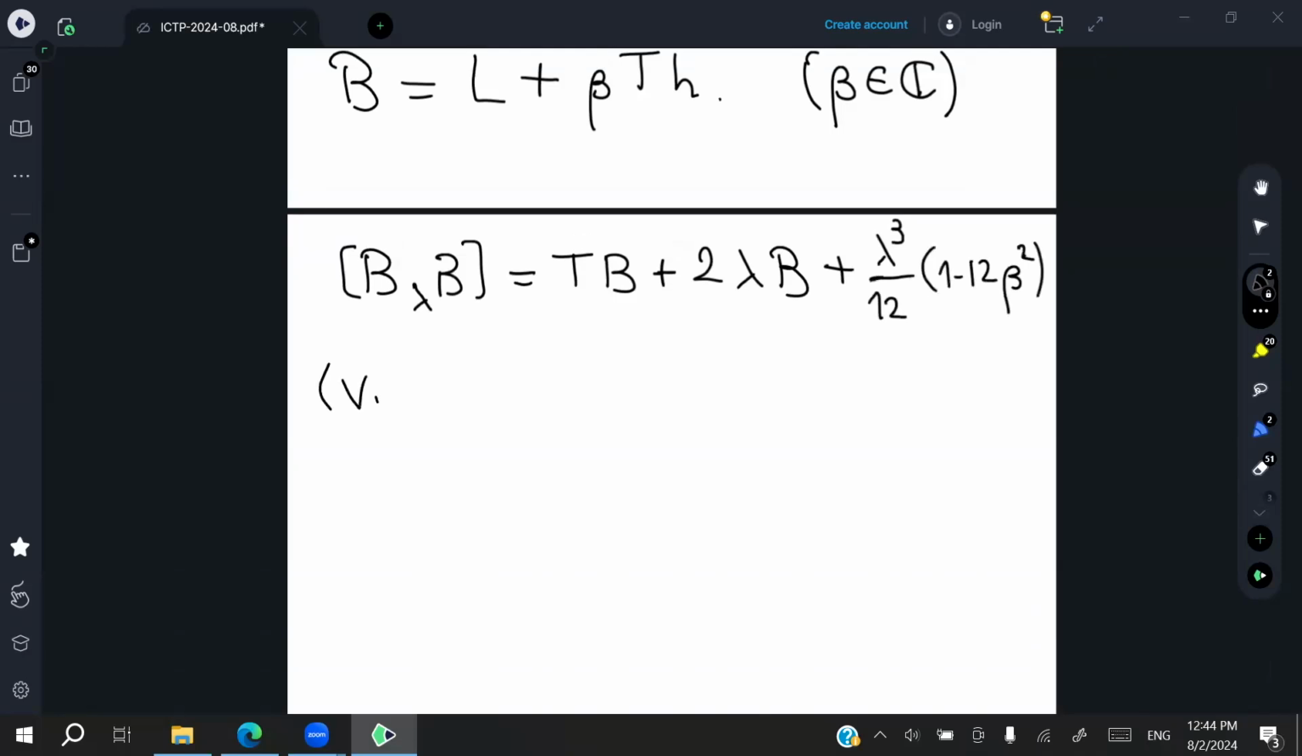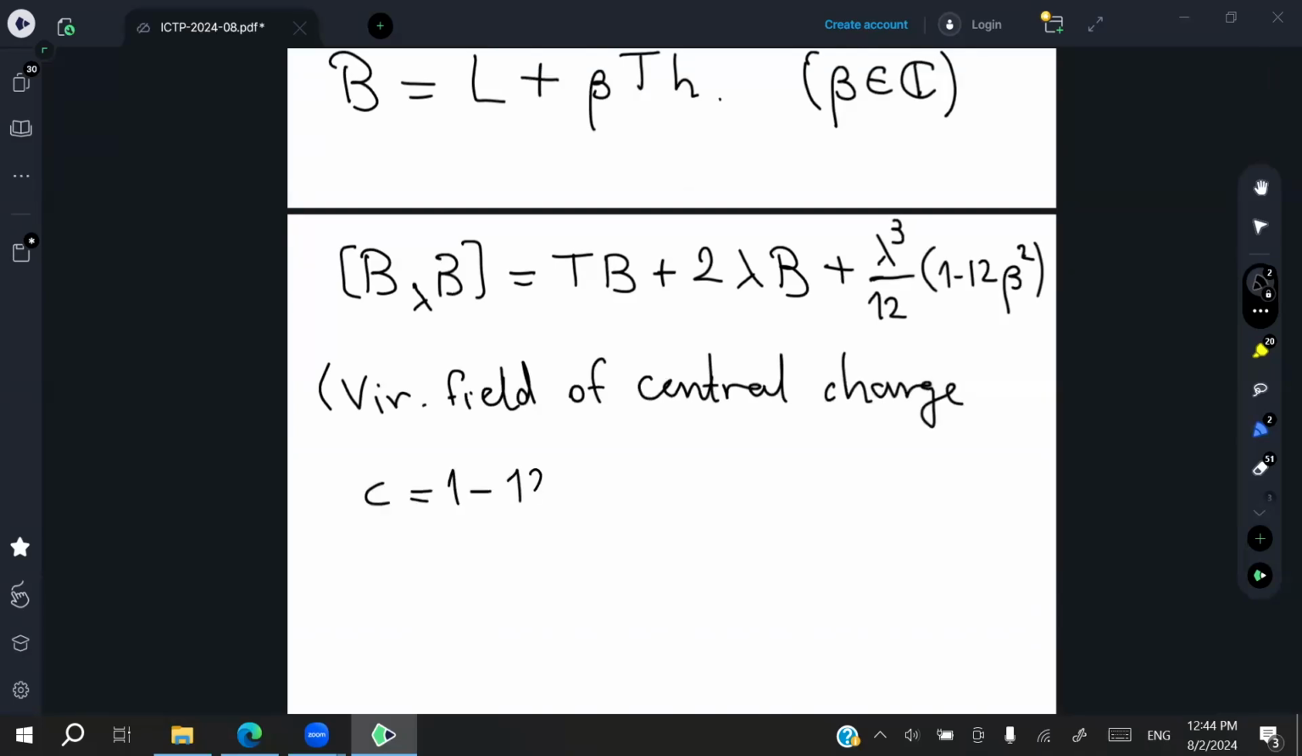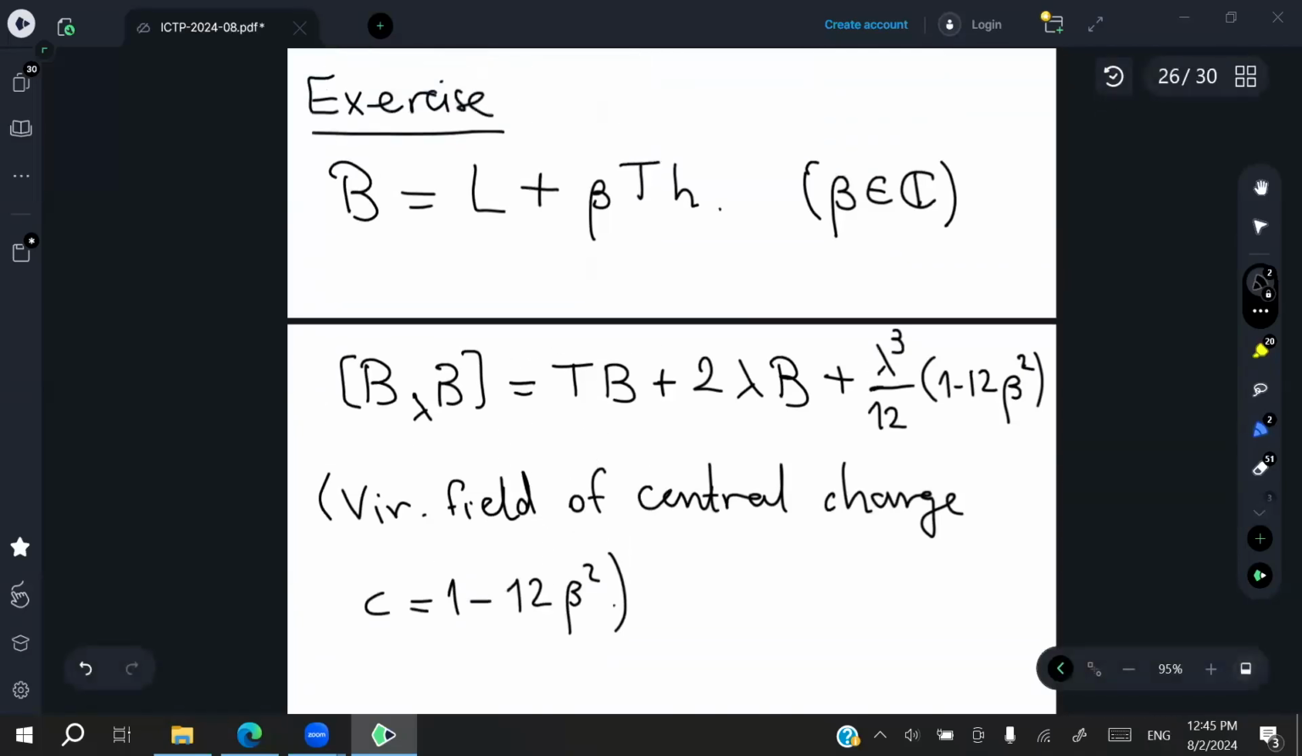So this is a Virasoro field, central charge C equals 1 minus 12 beta squared. So you can actually construct representations of the Virasoro algebra at all kinds of different central charges just by varying this field. This kind of computation would be very painful to do if you didn't have this vertex algebra language to organize the calculations.